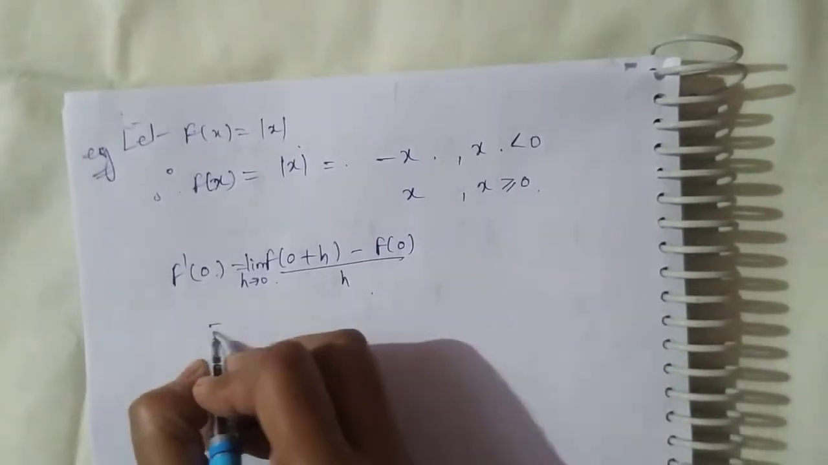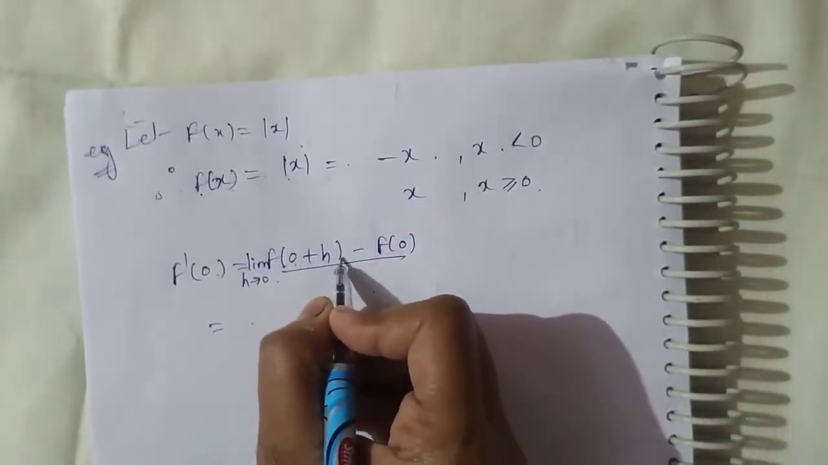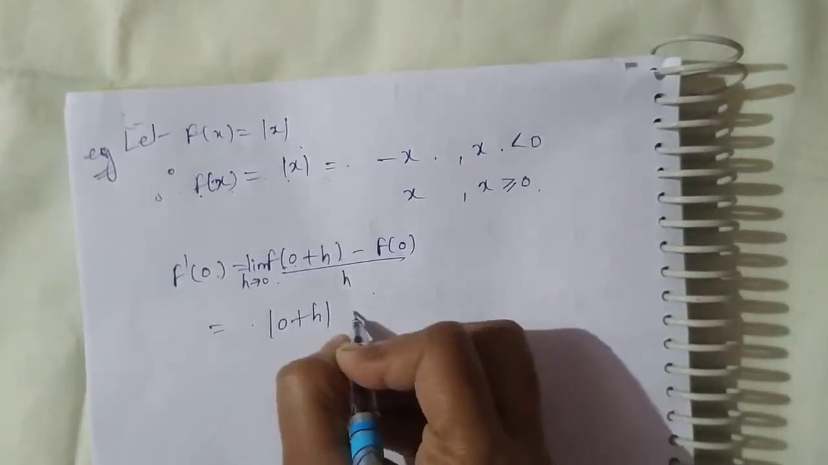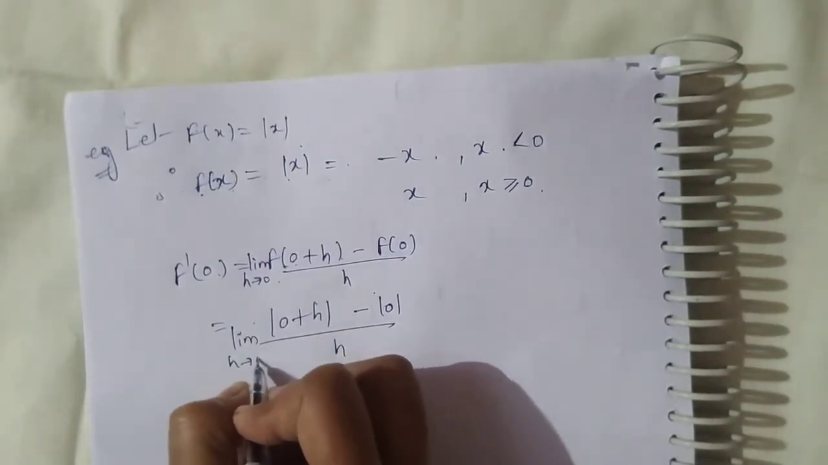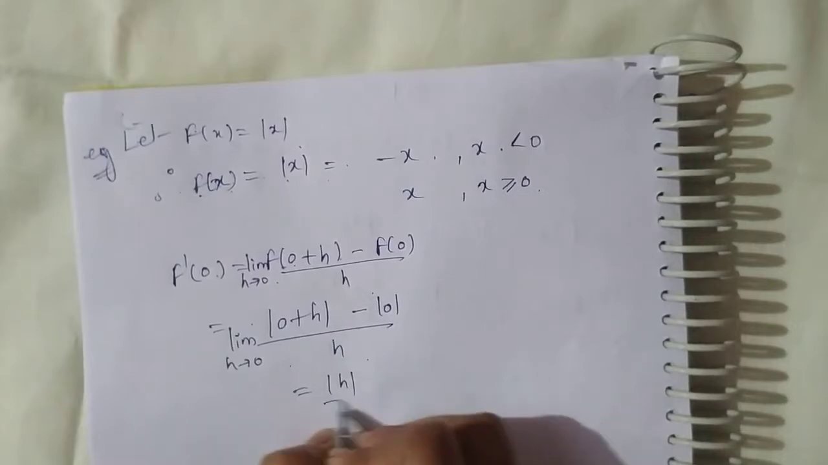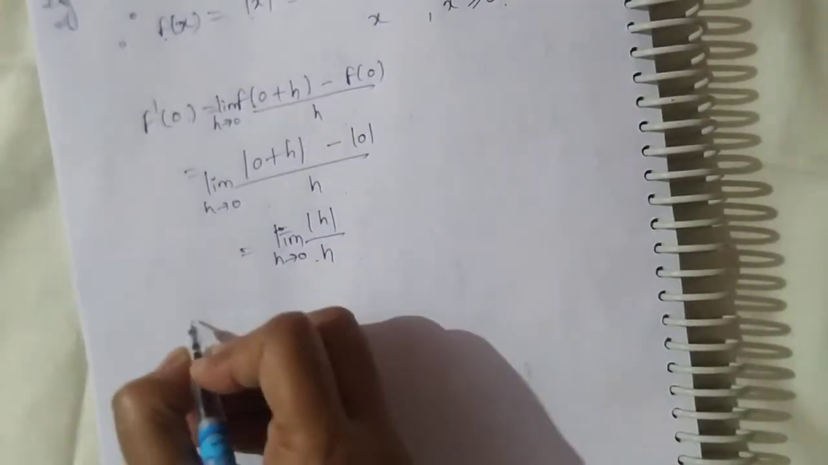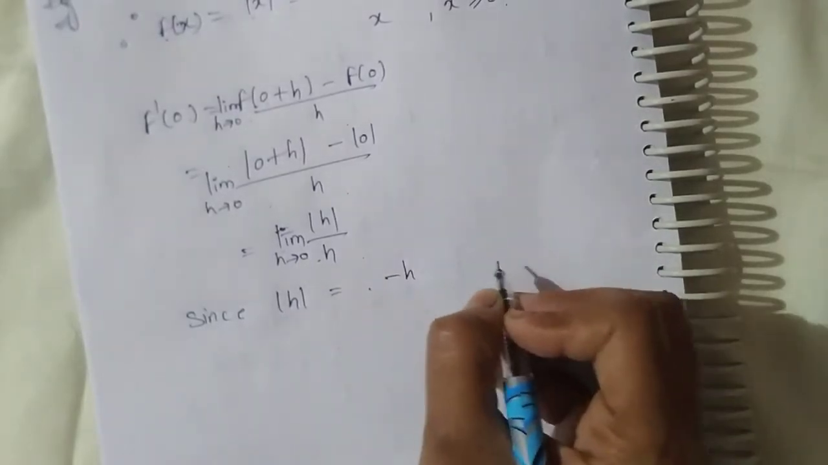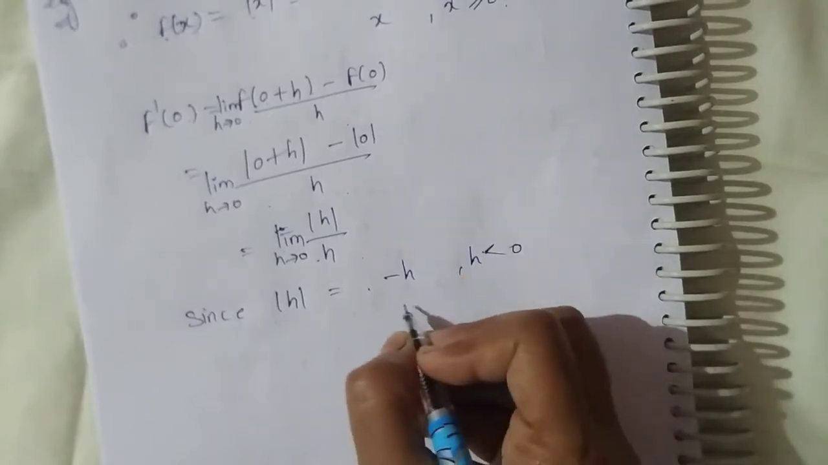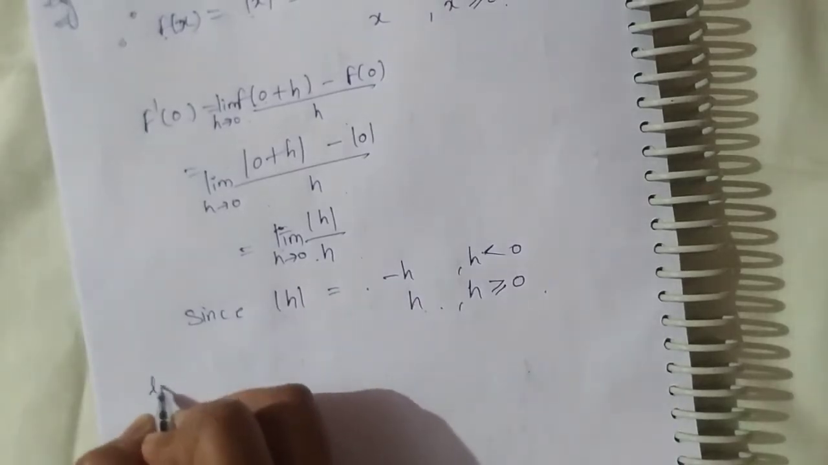On putting the values, since we know that f of x is mod x, therefore f of 0 plus h is mod 0 plus h minus mod 0 upon h. Limit h tends to 0, we get mod h upon h for limit h tends to 0. Since mod h is equal to minus h for h less than 0 and h for h greater than or equal to 0, now take the left hand limit of the function.